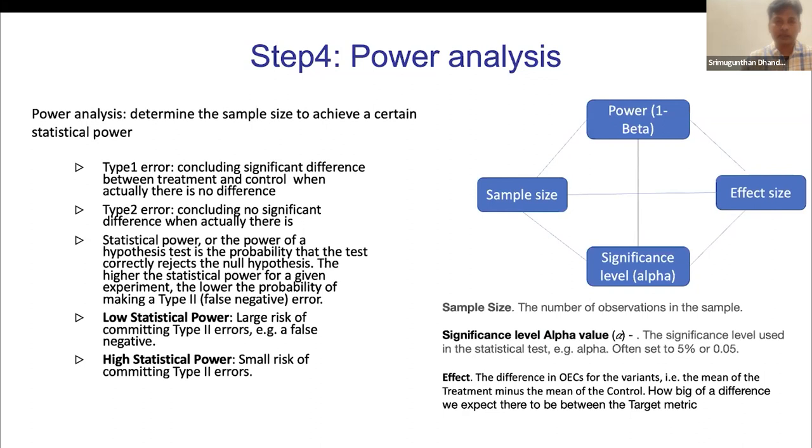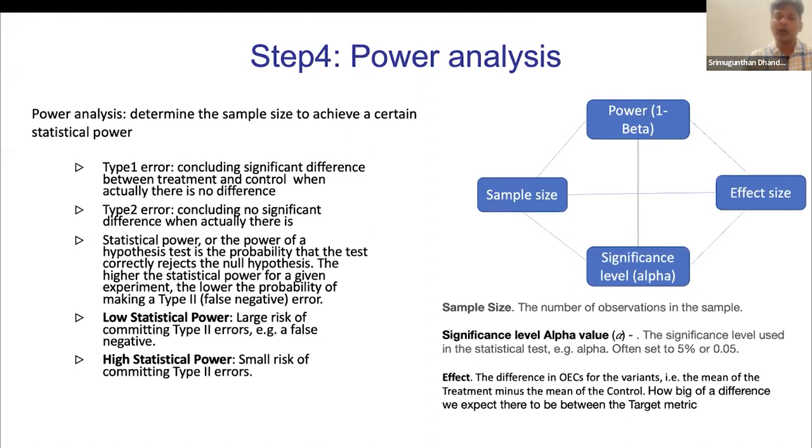So basically, there is this formula. I'm giving you a very high level here. There is this formula that connects these four quantities: the power, effect size, significance level, and sample size. If you have any three of these quantities, then you can find the fourth quantity.